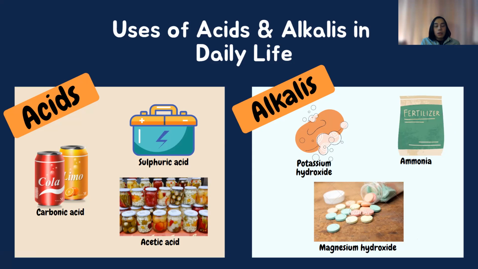So today we have learned about the properties of acid and alkali. We have learned about the devices and materials used to indicate whether a substance is acidic, neutral, or alkaline. We learned about the relationship between pH value and the strength of acids and alkali. And lastly, we have learned about the uses of acids and alkali in our daily life.